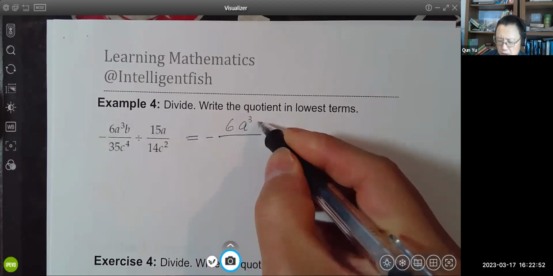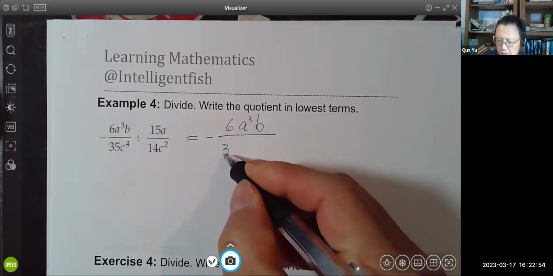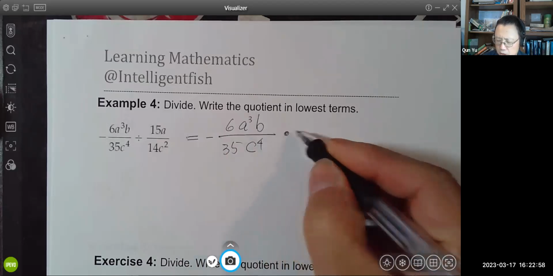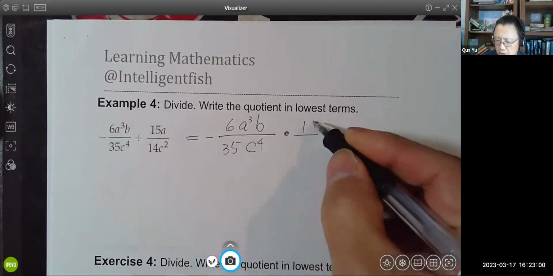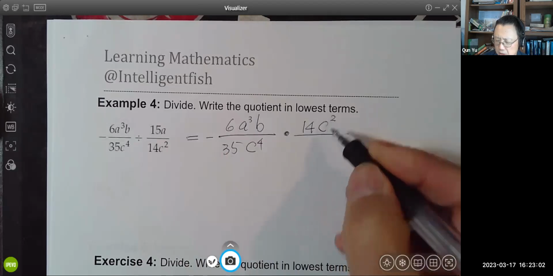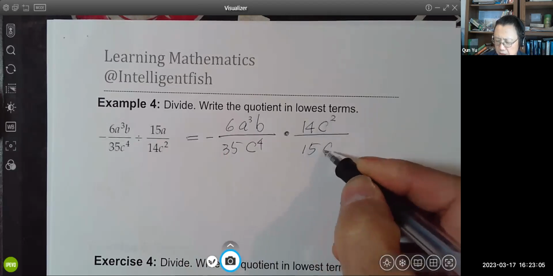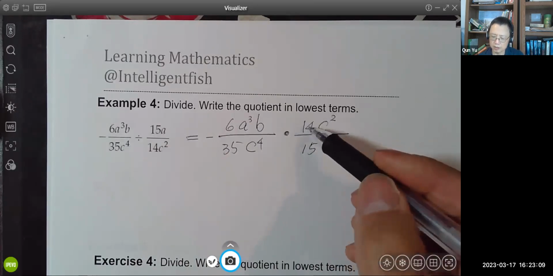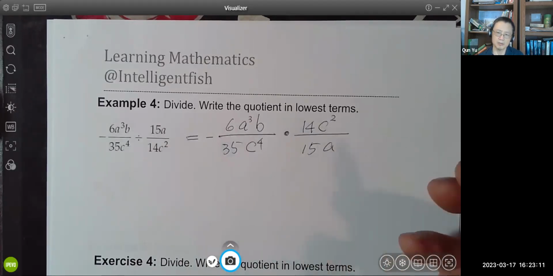6a cubed b over 35c to the 4th power. Change division to multiplication and switch the second number and 15a. Now this is even easier actually. So between 14 and 35, they all can be divided by 7.